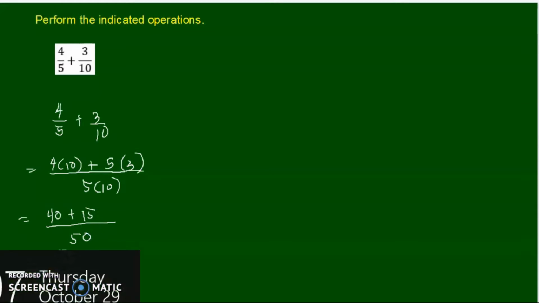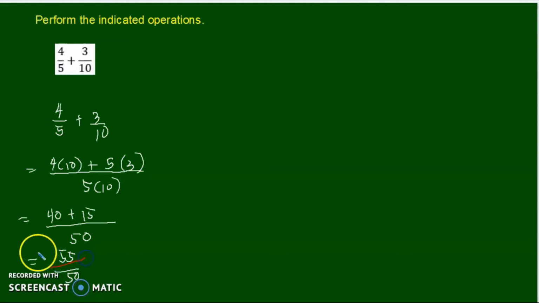And then reduce the fraction into lowest term. So the numerator and the denominator are divisible by 5. So 55 divided by 5 is 11. 50 divided by 5 is 10. So that one is 11 over 10. Or you can also use this method.